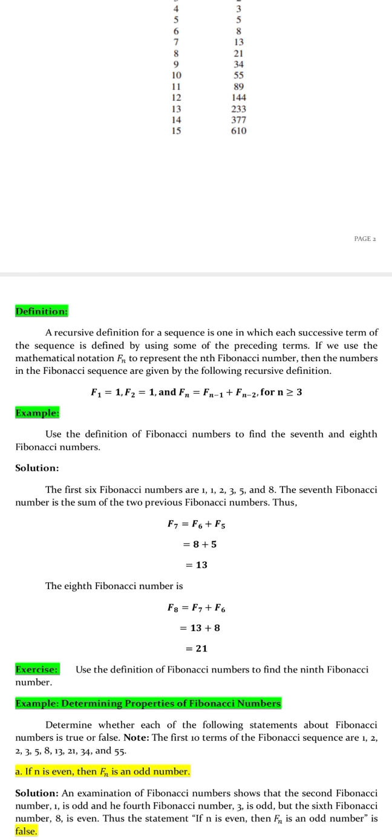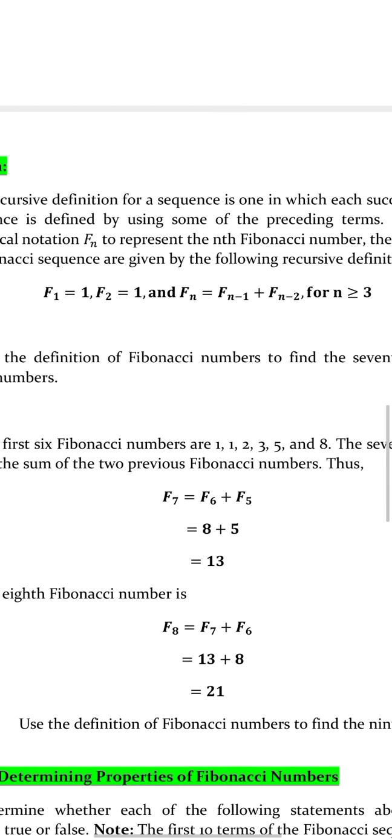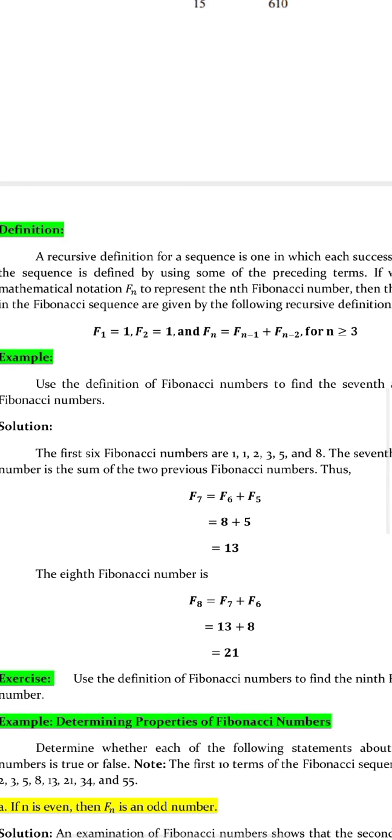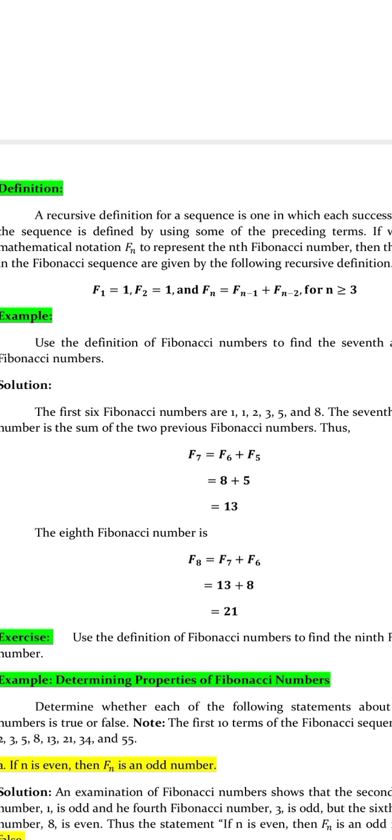We are given the first 6 Fibonacci numbers, which are 1, 1, 2, 3, 5, and 8. The 7th Fibonacci number is the sum of the two previous Fibonacci numbers. So we have this recursive formula: F sub 7 is equal to F sub 6 plus F sub 5. By the given, we already have the value of F sub 6, which is 8, and F sub 5, which is equal to 5. So 8 plus 5 is equal to 13. That is the value of F sub 7.